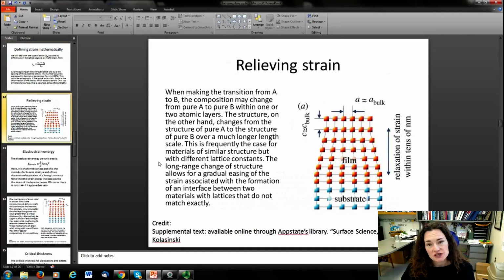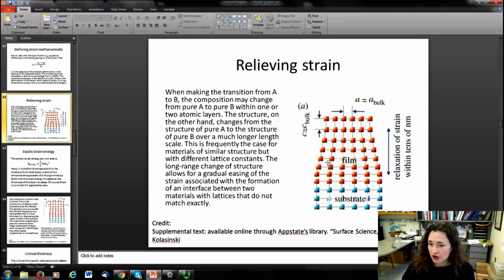So when you make the transition from material A to material B, the composition has to change from pure A to pure B within just a few atomic layers. The structure, on the other hand, changes from the structure of pure A to the structure of pure B over a much longer length scale. This is frequently the case for materials of similar structure but with different lattice constants. The long-range change of structure allows for a gradual easing of the strain associated with the formation of an interface between the two materials with lattices that don't exactly match.